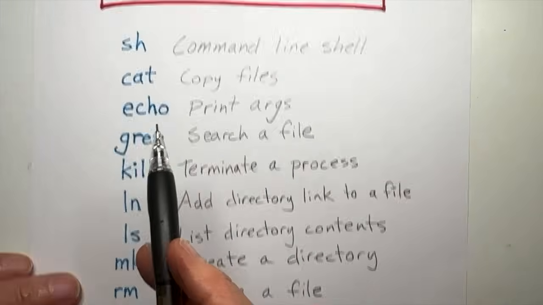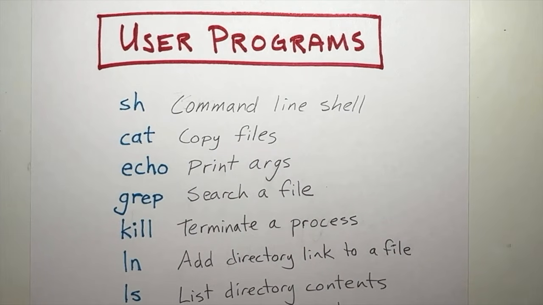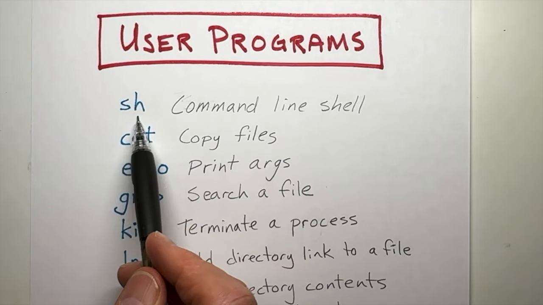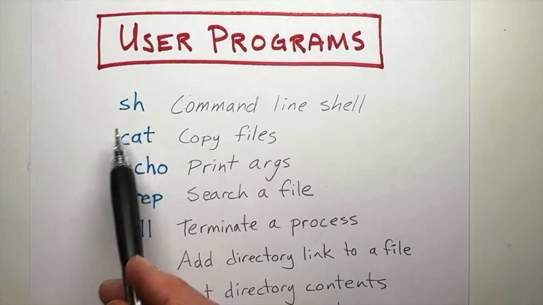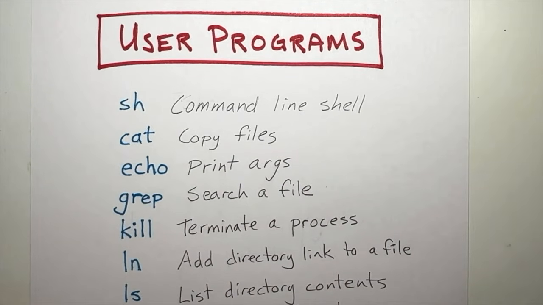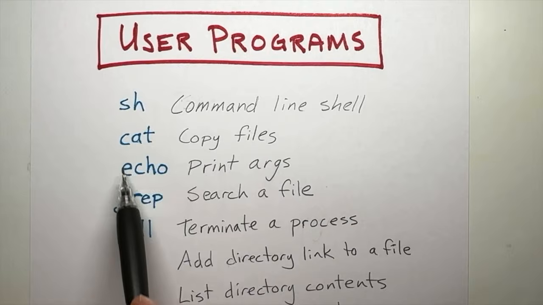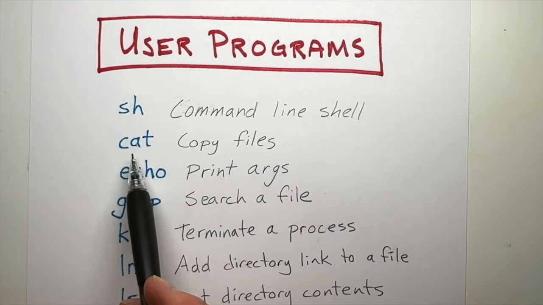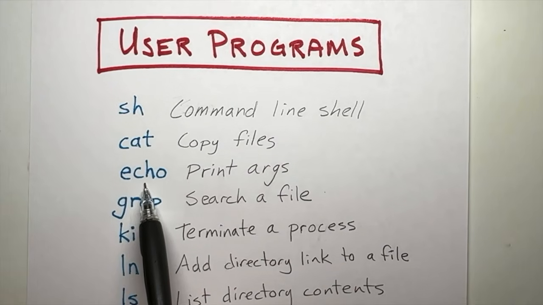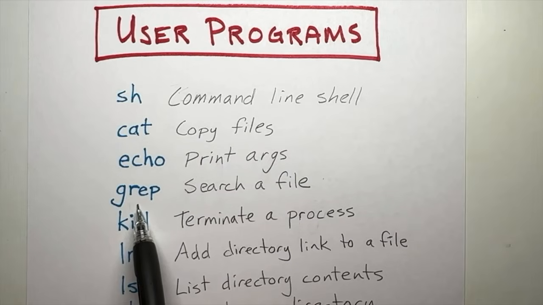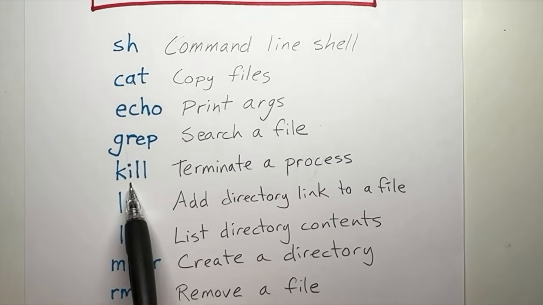There are a number of user programs that are supplied with xv6 that illustrate the capabilities of this operating system. xv6 can run a simple shell program, which provides a command line interface with file redirection, pipes, and with the ability to run processes in the background. Several common Unix programs are provided, and you're probably familiar with most of these. cat copies files. Echo is used to print command line arguments. grep searches a file given a pattern to look for. Kill is used to terminate a process.